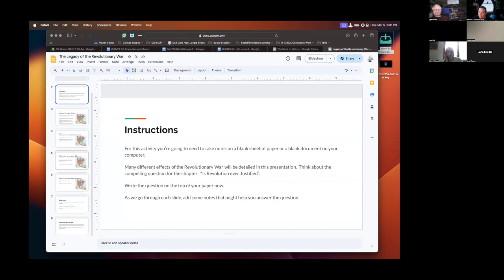It's an opportunity to really have some discussion with students using the presentation as a guide. So if you're following along at home, which you all are, you'll begin by getting a blank sheet of paper out. And if you would like to do this, you can even open up a new Google Doc window or anything like that.